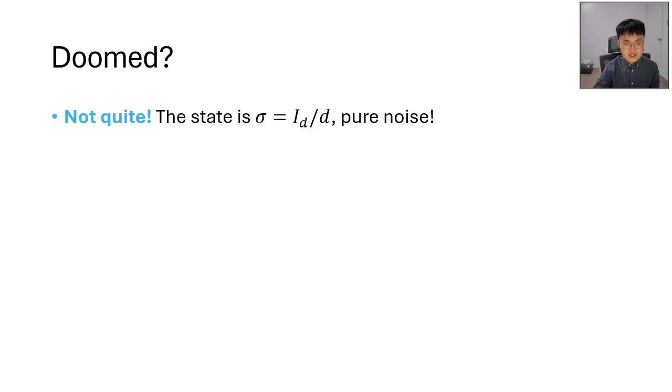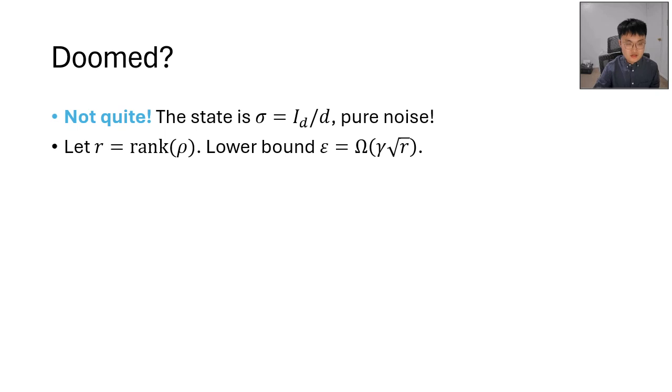But I want to say that we're not quite doomed because the state that achieves the lower bound is defined as identity divided by d, which is called the maximally mixed state. The physical interpretation of this is that it's just pure noise. I mean, of course, there are cases where it's useful, but in most cases it's probably not. So in practice, the states that people care about often have stronger structures. One example is that the state may have low rank structure.